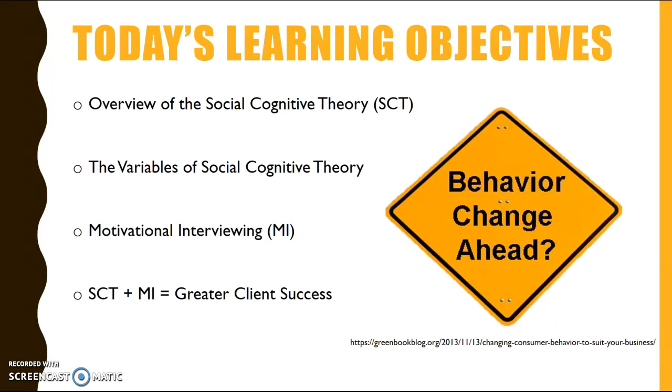We're going to be looking at an overview of the social cognitive theory, some variables within the social cognitive theory, and different constructs that you can utilize as a nutrition professional trying to affect some behavioral change. We'll talk about motivational interviewing and what it is, as well as how it ties in and links to the social cognitive theory and how they can partner together to give a client the best possible outcome. And we'll finish by discussing how those things really come together to ensure that the best outcome is met.